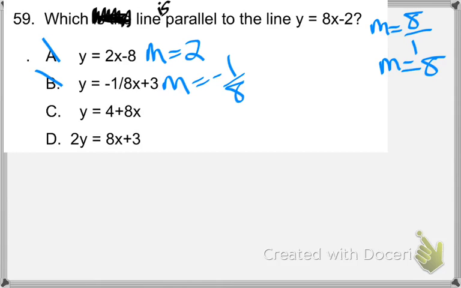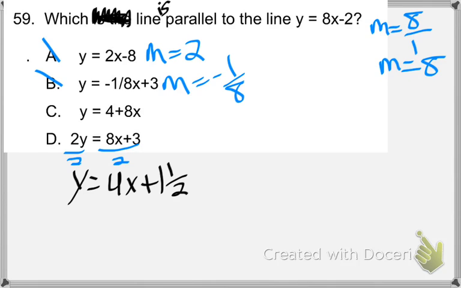Let's get y by itself. So let's divide both sides by 2. And if we do that, we have y equals, well, 8 divided by 2 is 4, so 4x plus 1.5, or 3/2, whatever. The slope of that one is 4. Well, that's not 8. So it's not option D either.